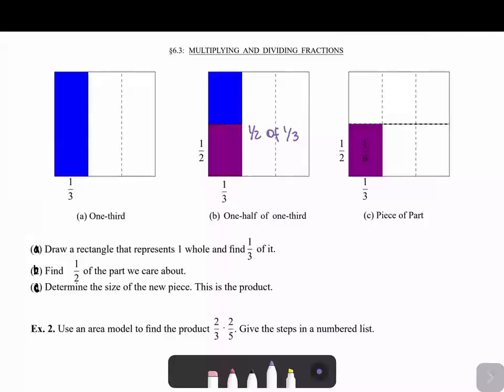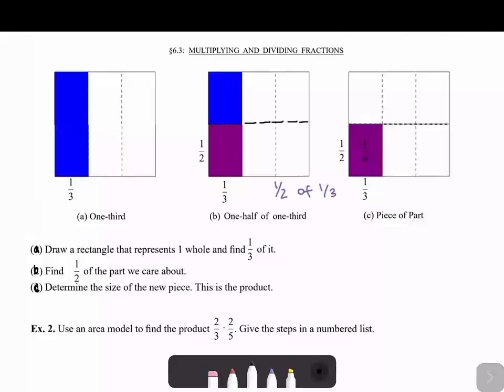Then we need to find the piece of the part. So the purple is 1/2 of 1/3. And then we want to find out how much that represents in our picture as a whole. So we know that it's half of 1/3, but we can extend this line here that we used to make the half and see that we have 1, 2, 3, 4, 5, 6 total pieces. And this purple piece that represents half of a third is 1/6 of it.